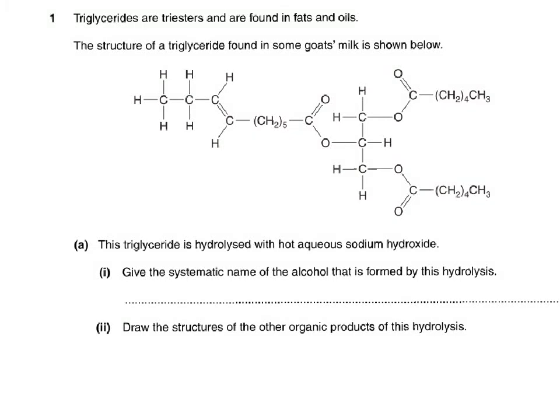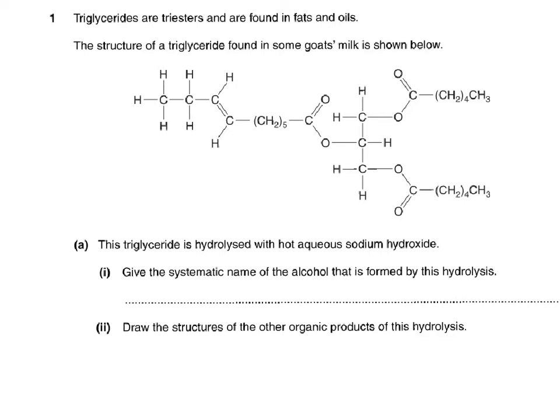Right, so let's give this a go. Question 1A, June 2013, paper 4. So we've got a triglyceride, and it's a triester. That's because we have 3 ester bonds. We've got 1 ester bond here, and 1 here.